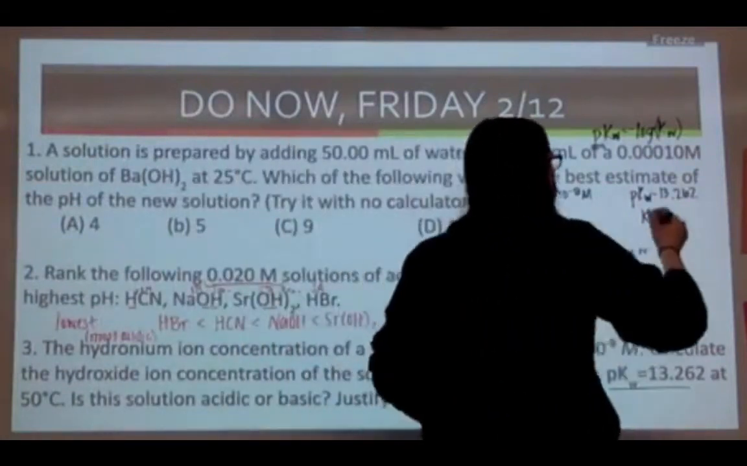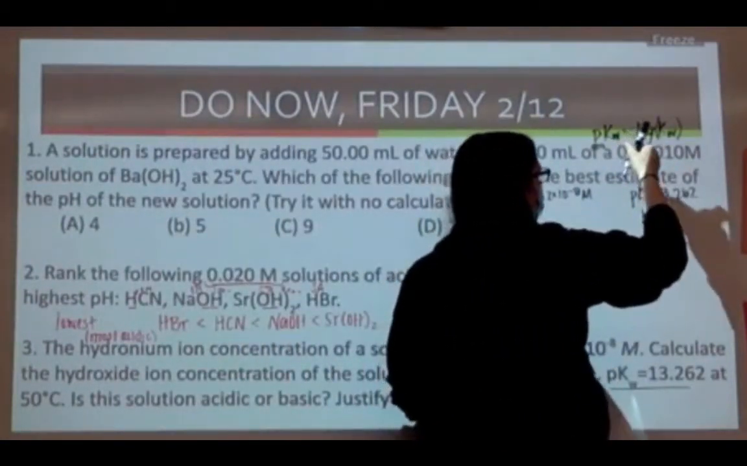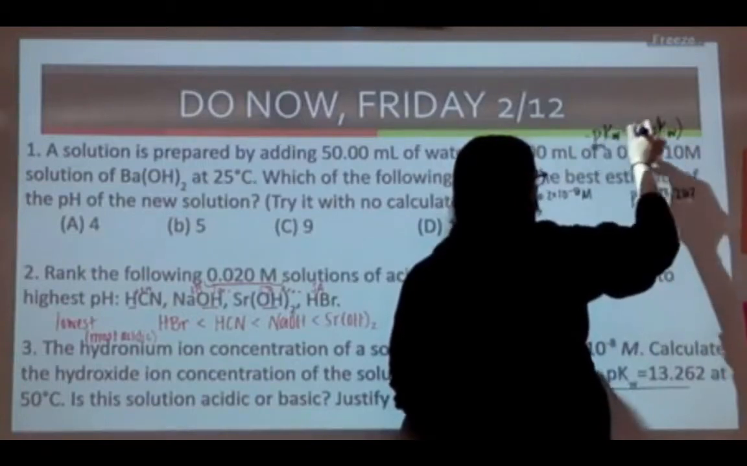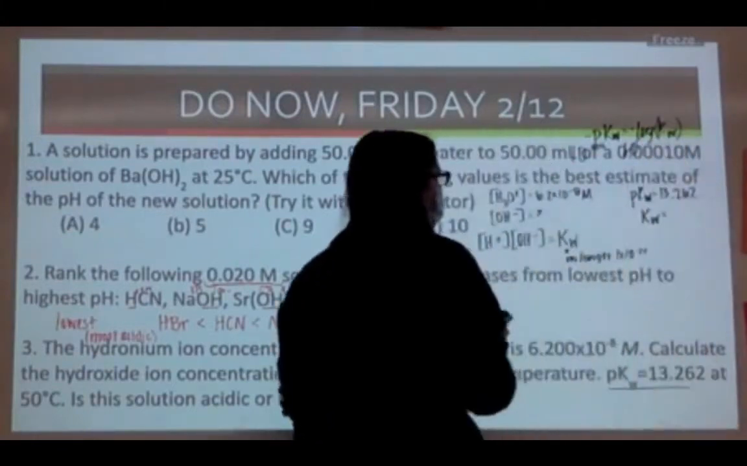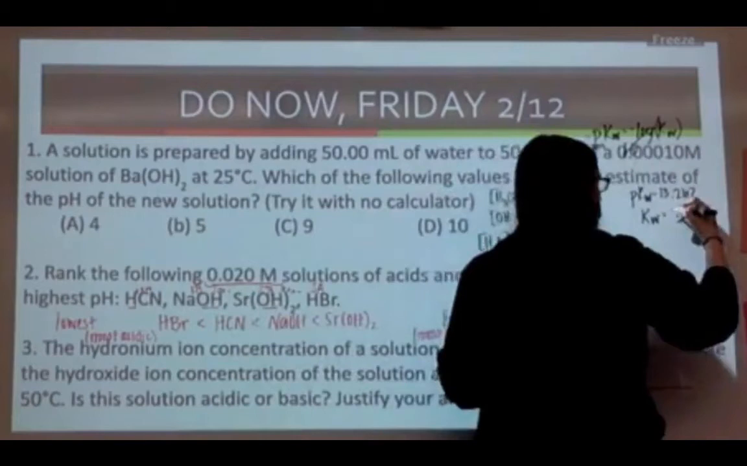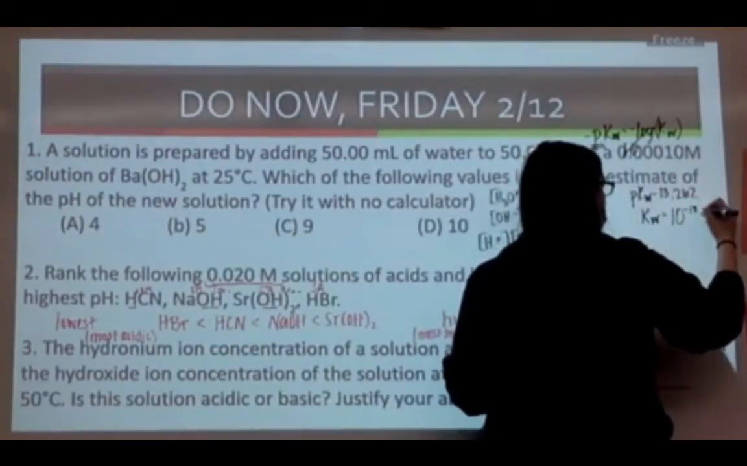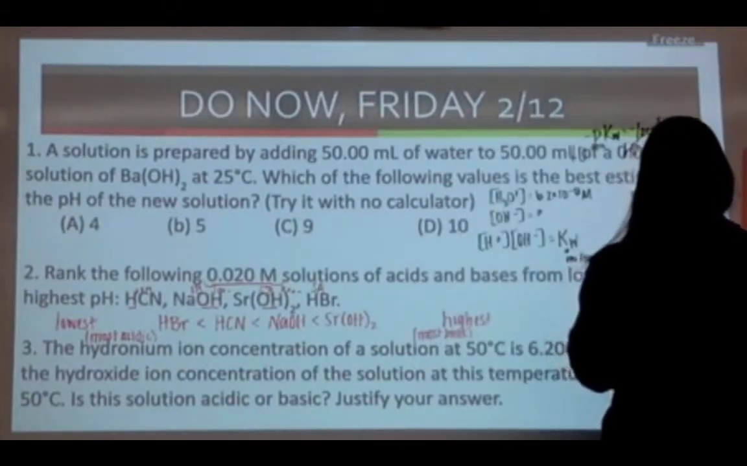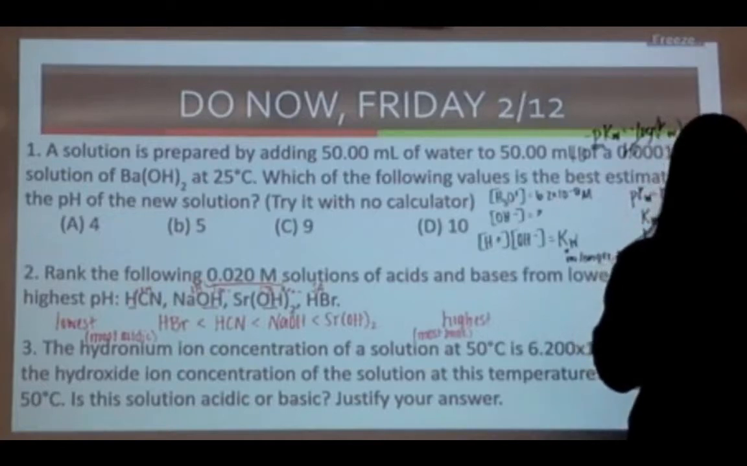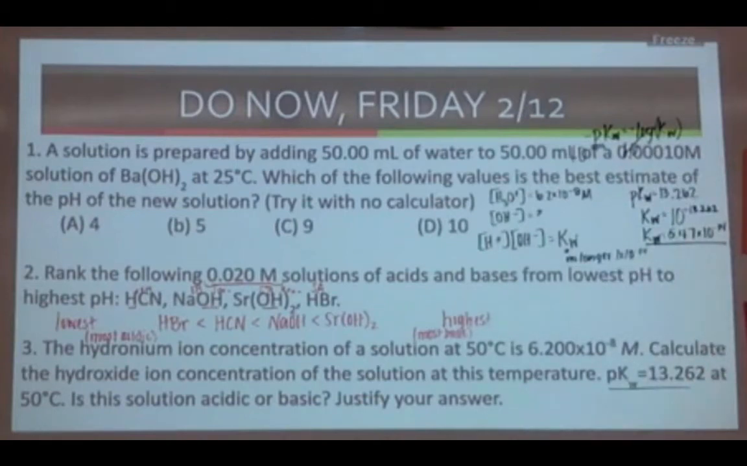So if I want to find Kw, I have to go backwards. If you remember how we go backwards, we move the negative over, and then we have to do the inverse log to get rid of that logarithmic function. So Kw is 10 to the negative 13.262. So our Kw at this temperature is 5.47 times 10 to the negative 14. So as we increased temperature, we increased our value of K. We increased Kw.